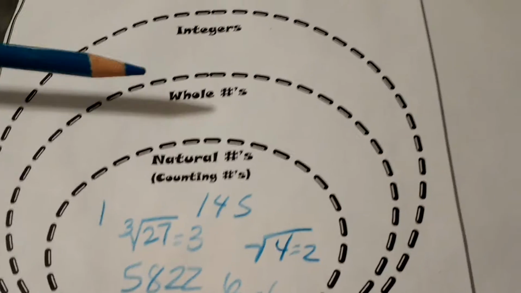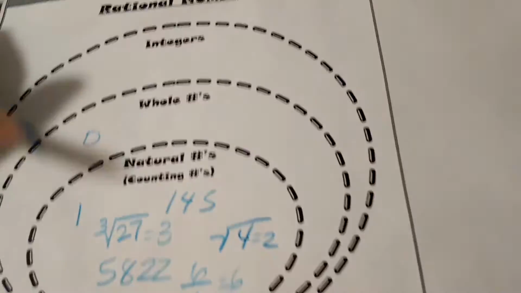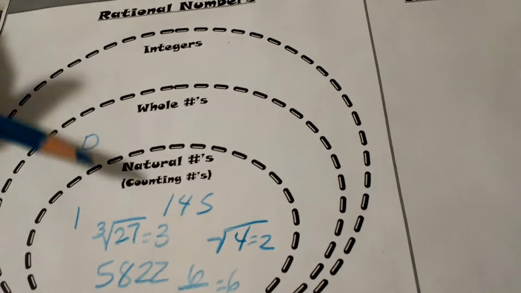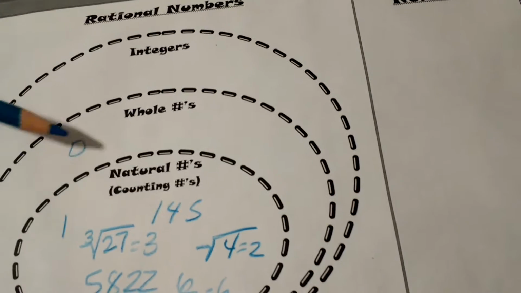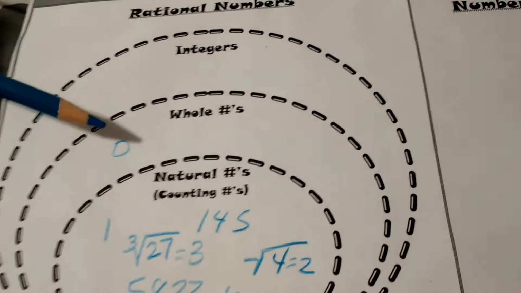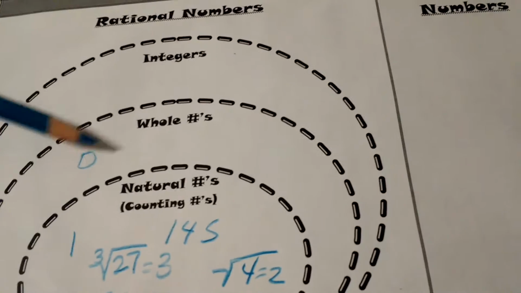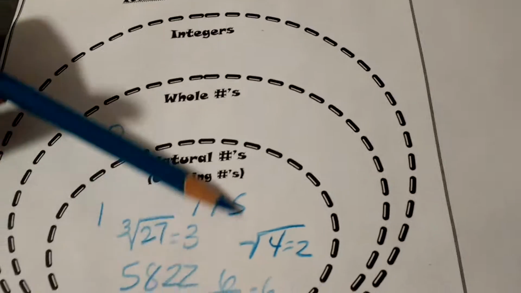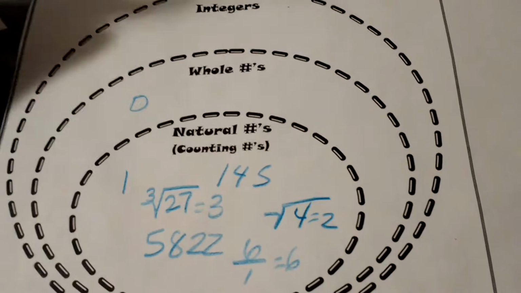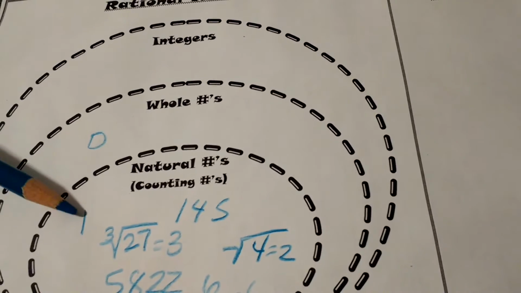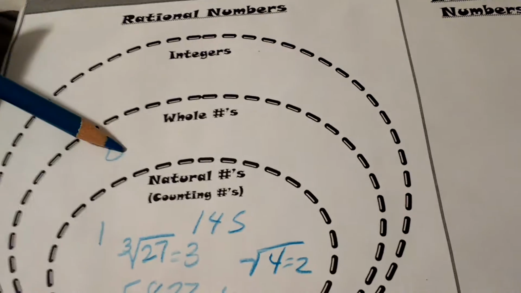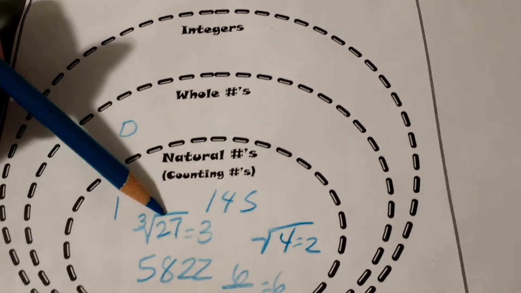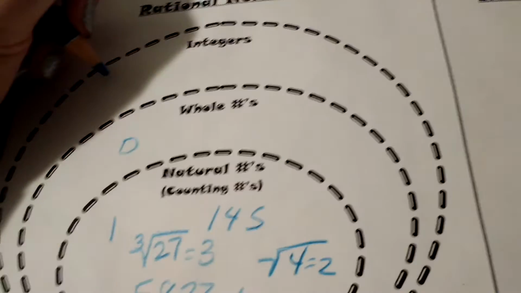Okay, whole numbers would be all of your natural counting numbers and the number 0. The only number that is not a natural number in this whole group is the whole number 0. 0 gets added in as a whole number, and then all of these are also whole numbers, 1 through infinity, positive counting numbers.